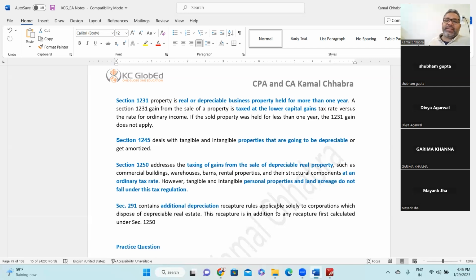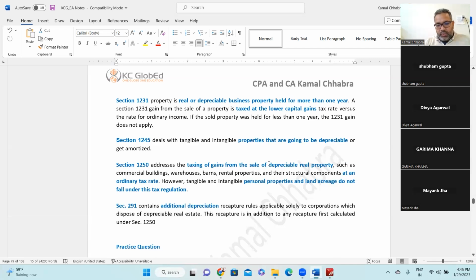1250 addresses the taxing on gain from sale of depreciable real property such as commercial building, warehouse, rental property, and other structural components at an ordinary tax rate. So Section 1250 says those properties which are depreciable real property are taxed at the ordinary tax rate. However, tangible and intangible personal property and land do not fall under this tax regulation, right? So this is only and only for the real property.